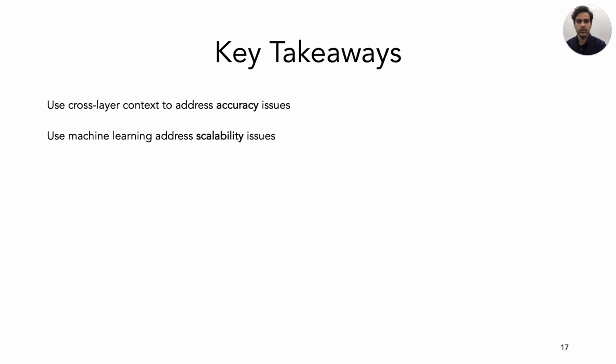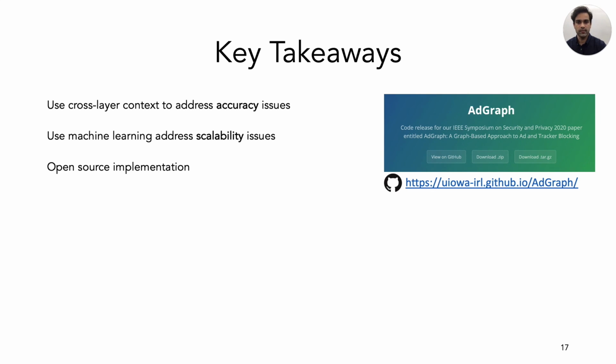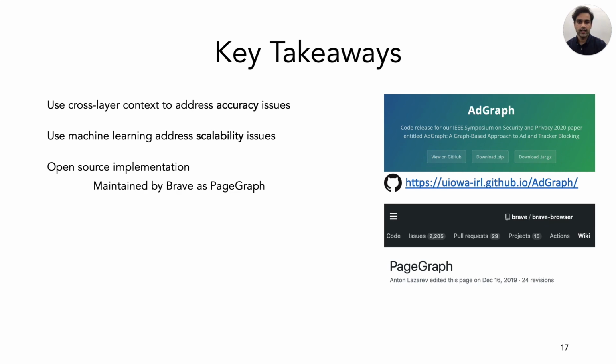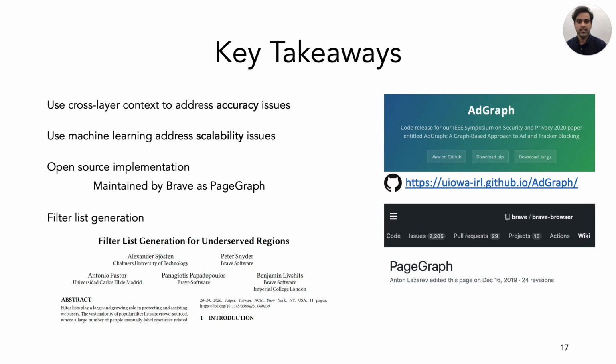We believe that the utility of cross-layer context is not just limited to ad and tracker blocking, it has applications in other domains. That's why we open source our instrumentation. In fact, AdGraph is now actively maintained by Brave as PageGraph, and we see that it is being used for filter generation for underserved regions.